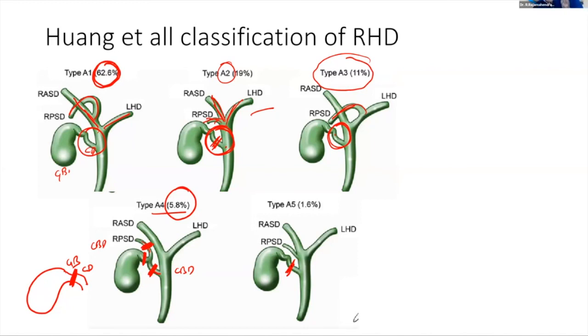Don't try to dissect too much of the cystic duct. If you try to dissect too much of the cystic duct, anomalies may get injured. The cystic duct can go for various issues. So please remember this. Always put a clip at the gallbladder cystic duct junction.